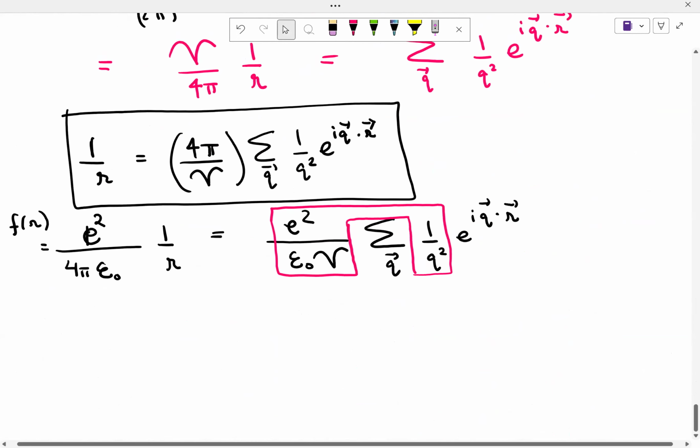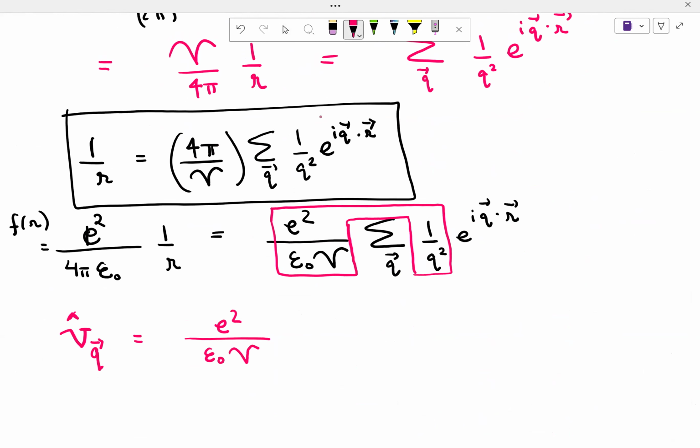So the Fourier transform of the Coulombic repulsion at the value q is given by e squared over epsilon naught V q squared.